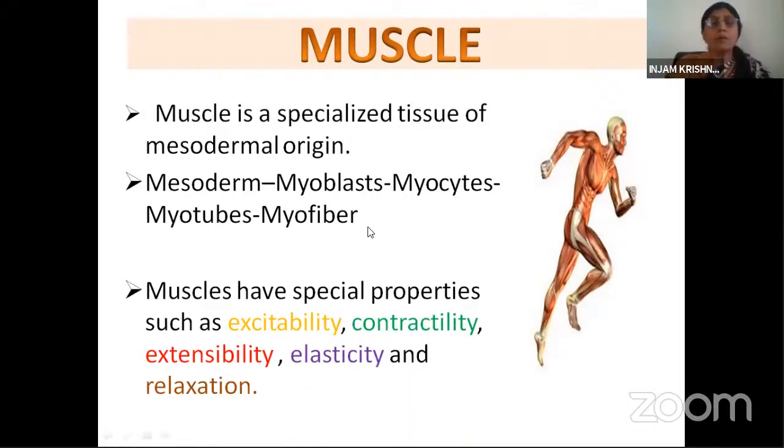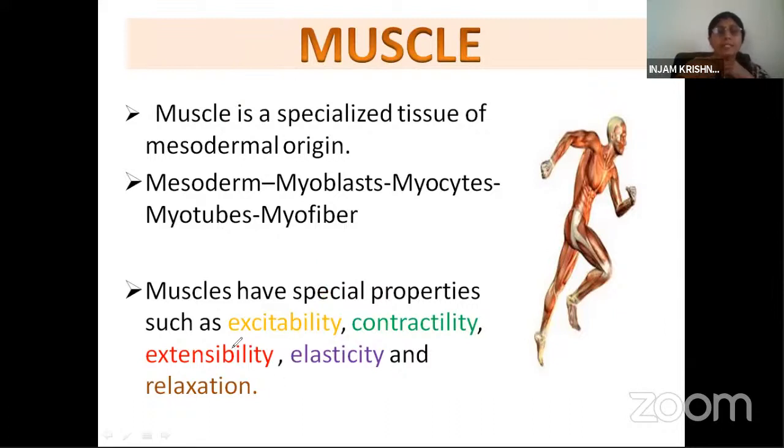I want to say one more thing here. Always I am saying "myo." What is myo? The study of muscle is called myology. So when we are studying about the muscle, I am saying myo. Muscles have special properties such as excitability, contractility, extensibility, elasticity and relaxation. First character is excitability.